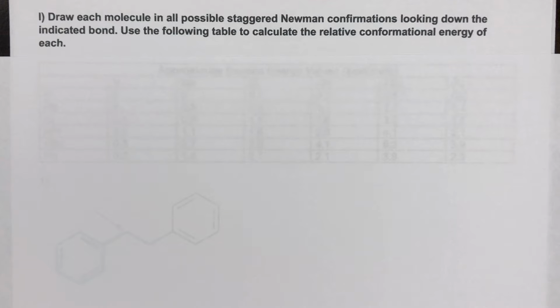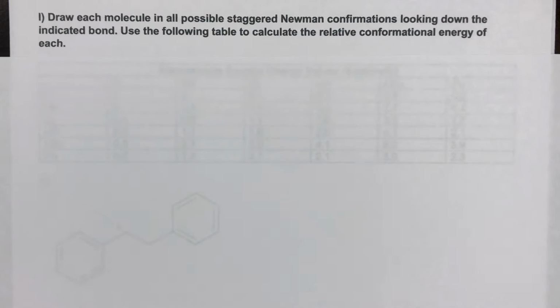In this video, we'll work through several examples showing how we can calculate conformational energy differences between different Newman projections. So first, we're going to start with this question, which is: draw each molecule in all possible staggered Newman conformations, looking down the indicated bond, as we did in the previous video.